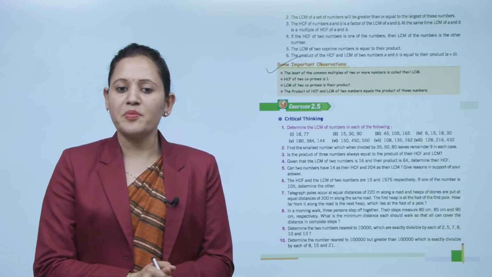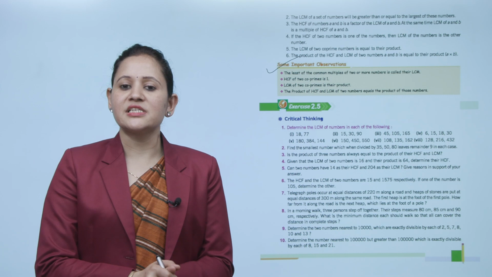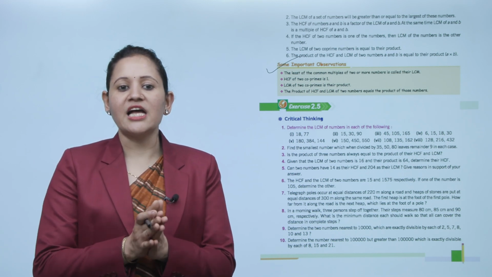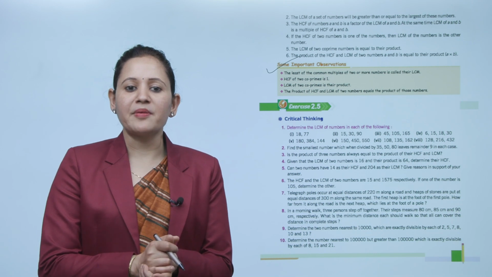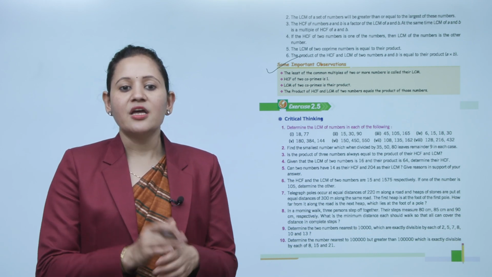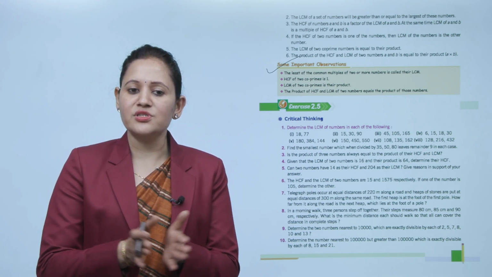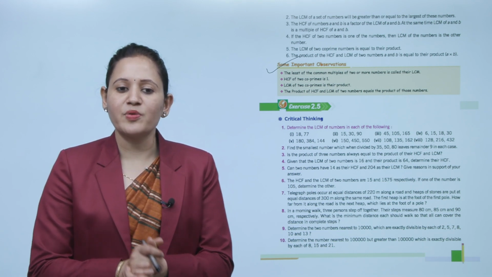Next, some important observations. The least of the common multiples of two or more numbers is called their LCM. HCF of two co-prime numbers is 1. LCM of two co-prime numbers is their product. The product of HCF and LCM of two numbers is equal to the product of those numbers. Next is exercise 2.5.